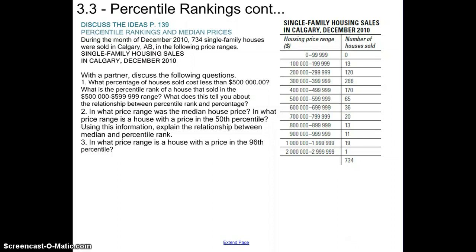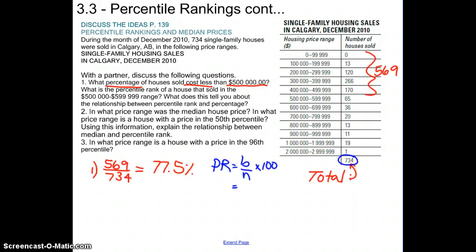So let's start by counting the percentage of houses that cost less than $500,000. So let's have a look here. Our total here is 734, and we need to add up the number of houses sold that are less than 500,000. So it's 569 houses sold for less than that price. To calculate a percent, we always go what you're looking for over the total, times that by 100, and that'll give you your percentage. So our percentage is 77.5%.